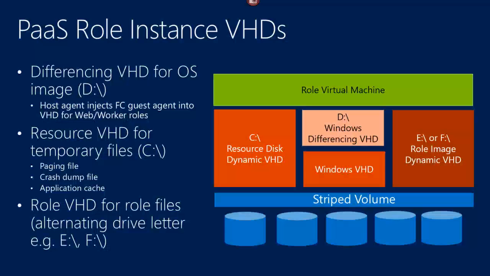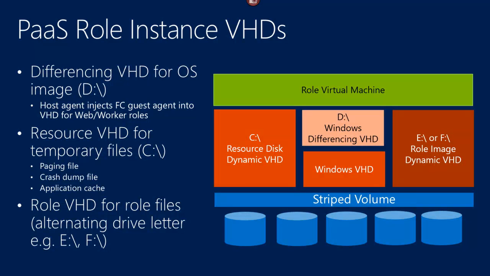No. There's lots of different kinds of disks we've got in Azure. And what I've shown here is the disk architecture for one of our PaaS roles, a VM. You can see that there's 3 volumes that you get when you RDP into a server. You see the C volume, the D volume, and the E or F volume. Underneath them are VHDs.